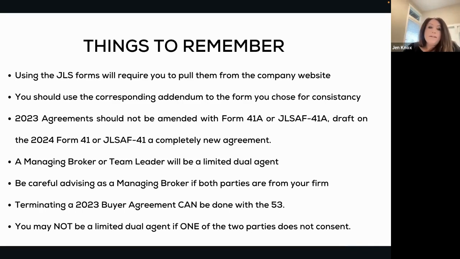You should use the corresponding addendum when you are making these amendments. So if you prefer to use the John L. Scott 41, then please use the John L. Scott 41A. If you're using Northwest MLS, then go ahead and use Northwest MLS. It creates consistency because they each refer to the form that they were created for.